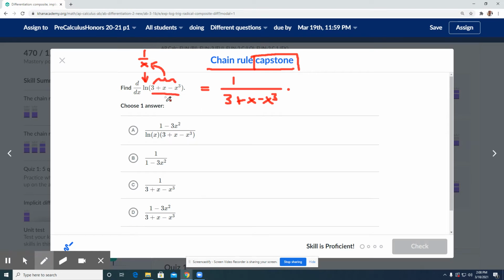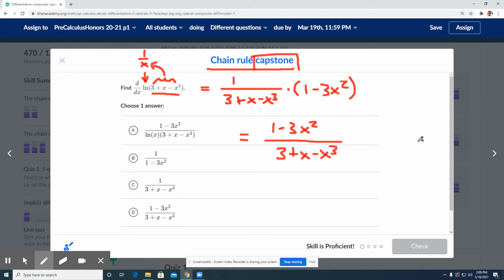What is this derivative? Well, the derivative of 3 is 0, the derivative of x is 1, and the derivative of negative x cubed is negative 3x squared. All right, and then usually when we have a number times a fraction, it would just go to the top of the fraction. So this would be equal to 1 minus 3x squared over 3 plus x minus x cubed.